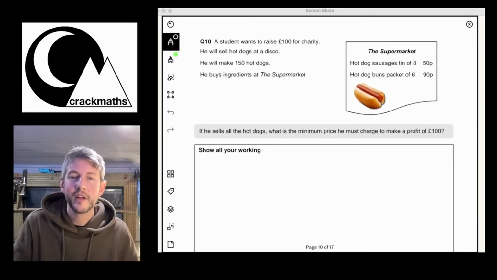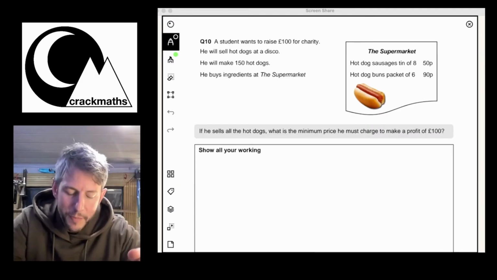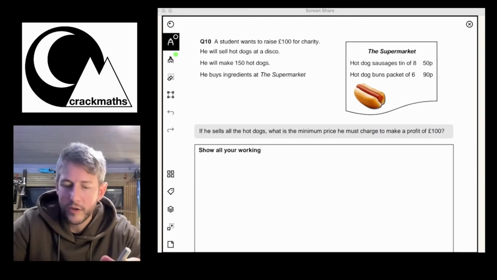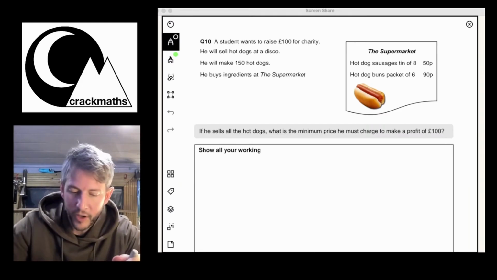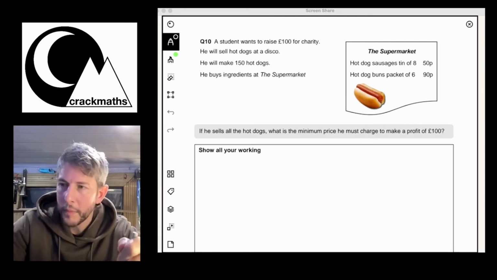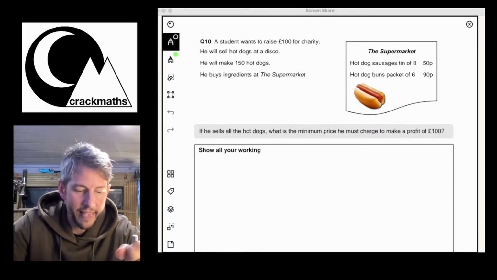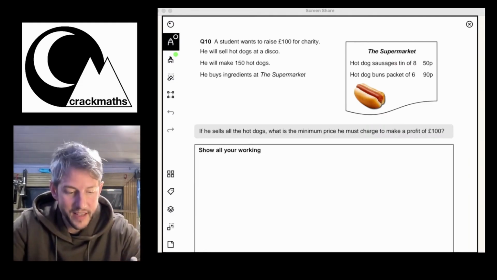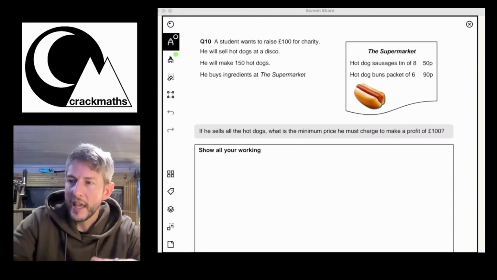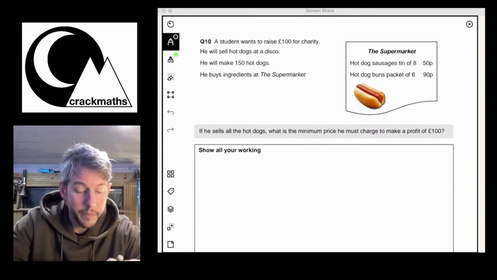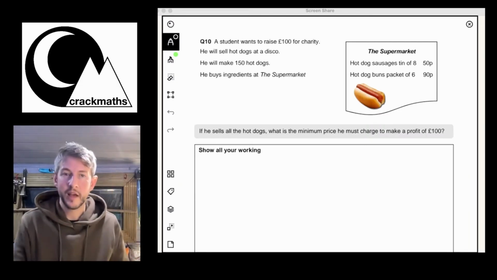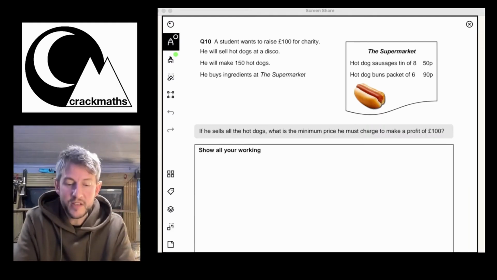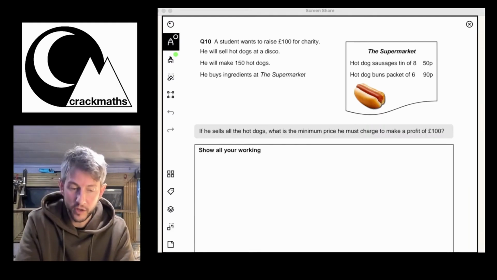Question 10. A student wants to raise £100 for charity. He will sell hot dogs at a disco. He will make 150 hot dogs. He buys the ingredients at the supermarket. Hot dog sausages, tin of 8, is 50p. Hot dog buns, pack of 6, is 90p. If he sells all the hot dogs, what is the minimum price he must charge to make a profit of £100? So first things first, we need to work out how much it costs to make 150 hot dogs.